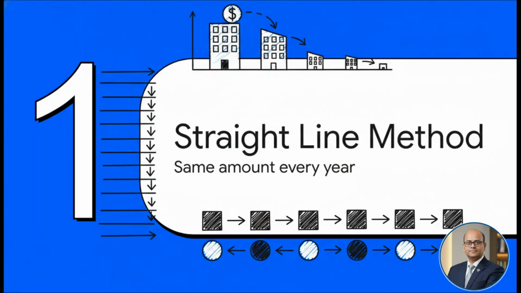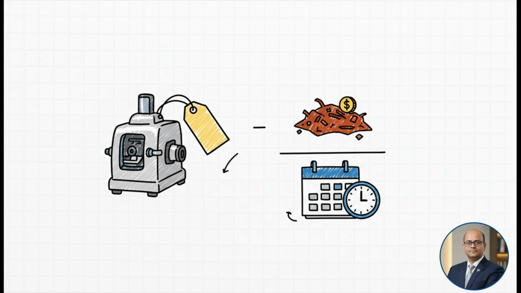So, how do we calculate this depreciation? There are two main methods we will learn. The first one, as you can see, is the straight line method. What is special about this method? The amount of depreciation is the same fixed amount every single year. Very simple to remember. Students, write this down in your notebooks.